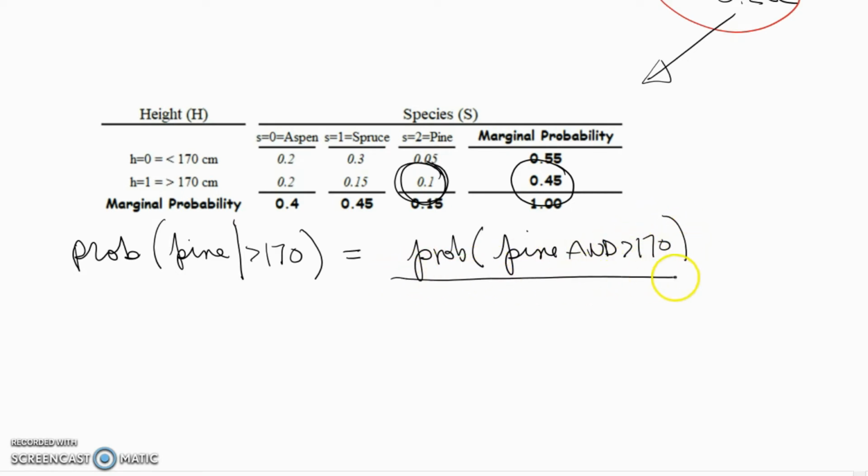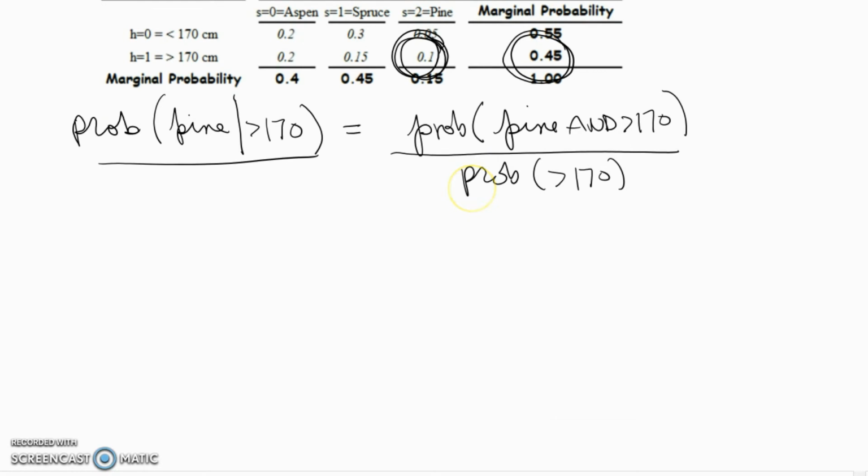And then we're going to divide by the marginal probability that it's greater than 170. So that's what we've done here. Taking the joint probability, divided by the marginal probability, and that's what gives us our conditional probability. So again, some more of this nasty notation.